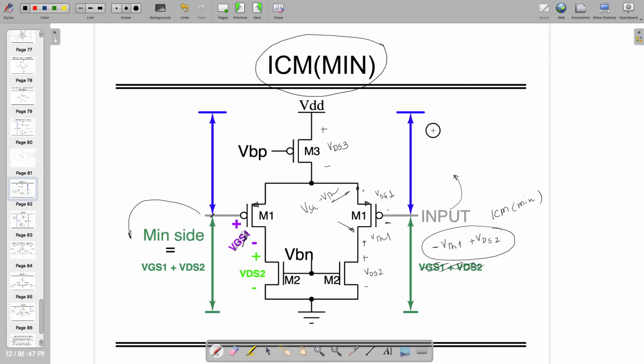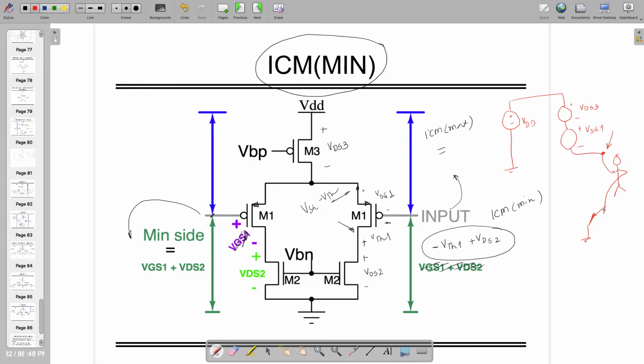So input common mode at max side, if I'm starting to look from here, I'm going to see the following things. VDD, and then there is some voltage, two voltages, and I am checking the voltage over here. By the way, this is VDS3 and this is VSG1. I am checking with respect to ground, and this multimeter is in my hand, by the way.